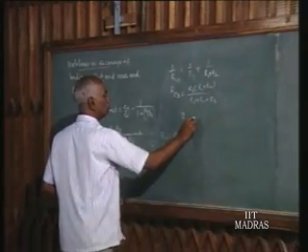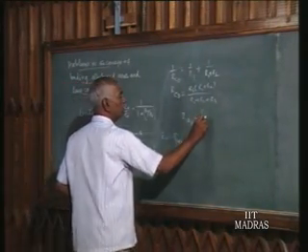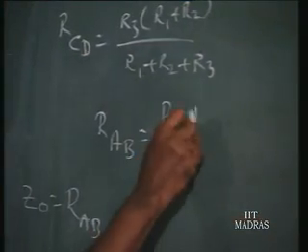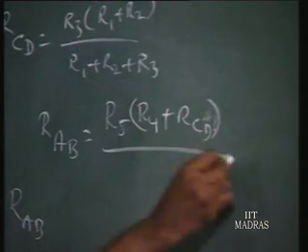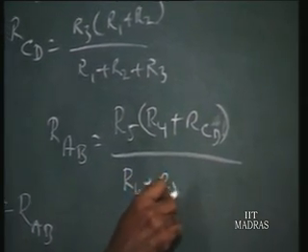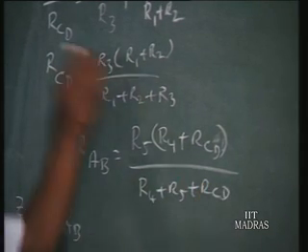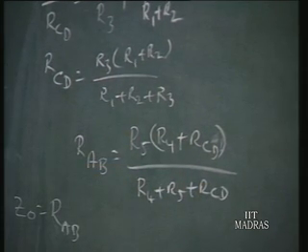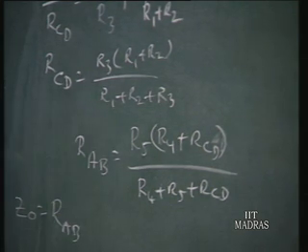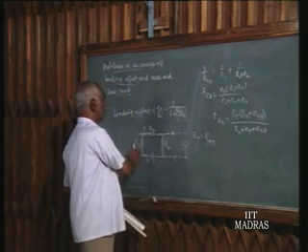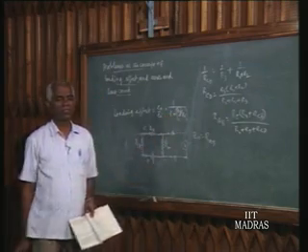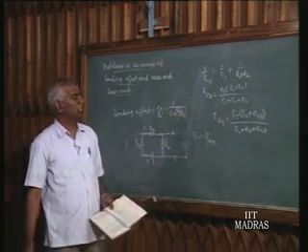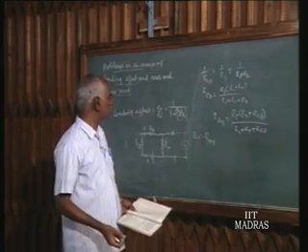So RAB is equal to R5 into the other parallel path, that is R4 plus RCD, divided by R5 plus R4 plus RCD. RCD you can substitute, so that we always have RAB in terms of the given resistances. So RAB is equal to our ZO. This we can find from the given values, and then 10 times this we select as the voltmeter resistance. That is how we find the output resistance of the existing circuit.